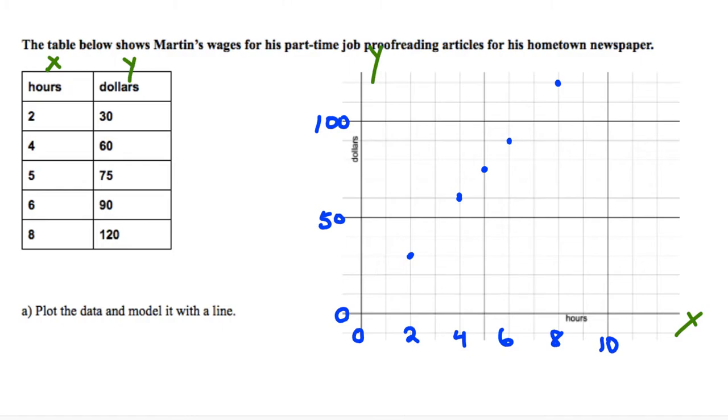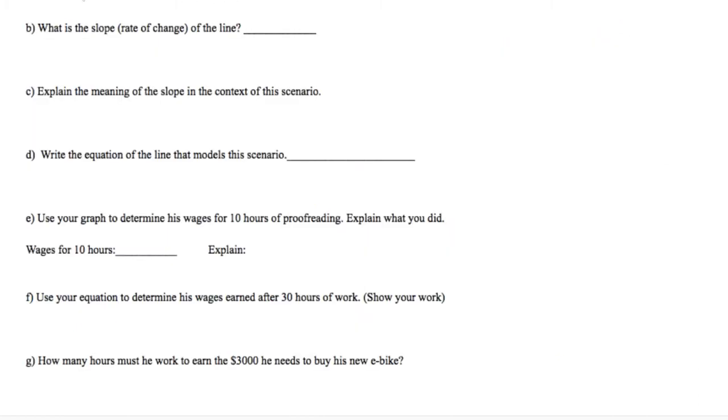I want to model it with a line. So I'm going to grab my line tool here, and I'm going to start right here at the origin, and try to draw right through those dots, something like that. That looks pretty good. There we go. So it's plotted and modeled. Let's see what we need to do from there.